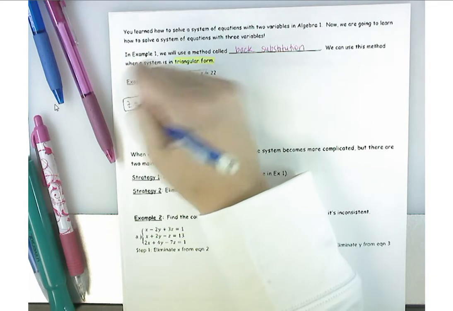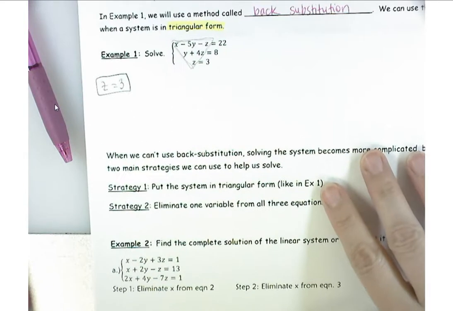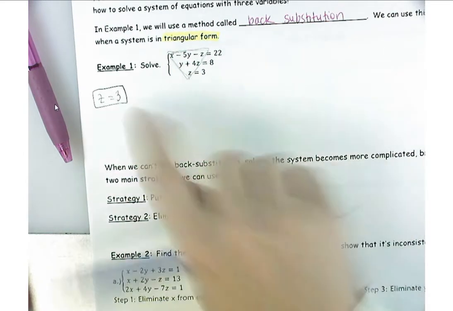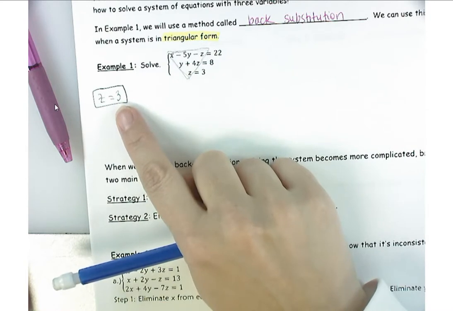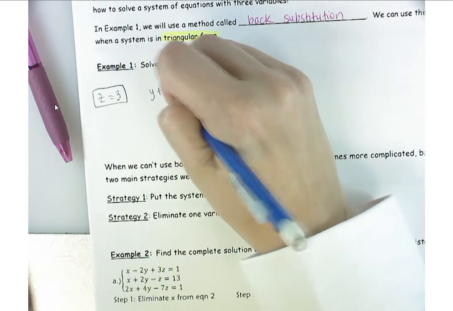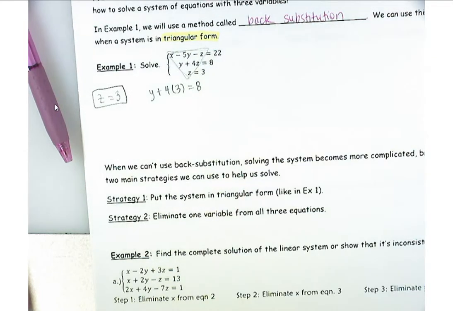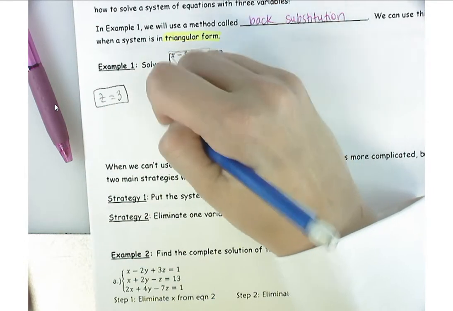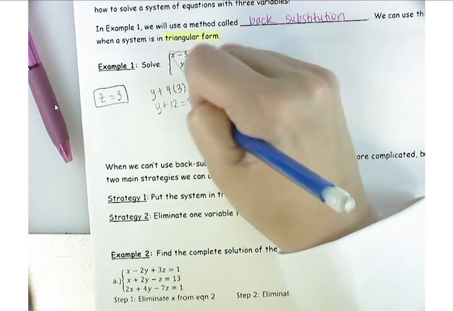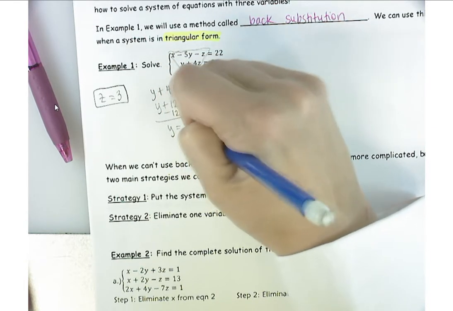So the first thing you're going to find is z. The next variable you're going to find is y. So because you know z is 3, what can you do with that? Plug it into the second equation. So you have y plus 4 times z, so I'm going to plug in 3, equals 8. So this would be y plus 12 is equal to 8, so I'm going to subtract 12 from both sides, and y is going to equal negative 4.